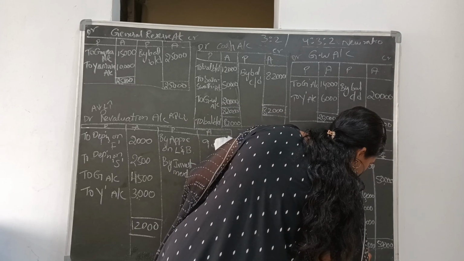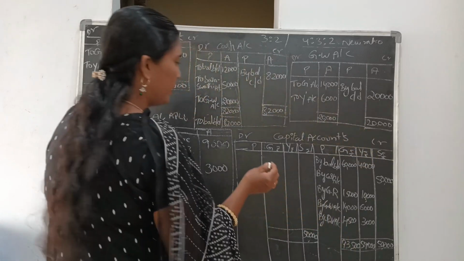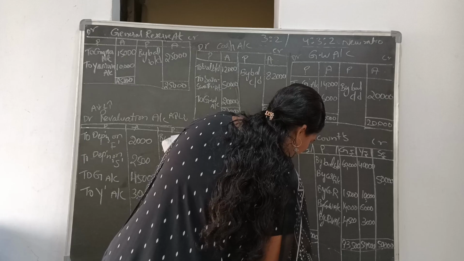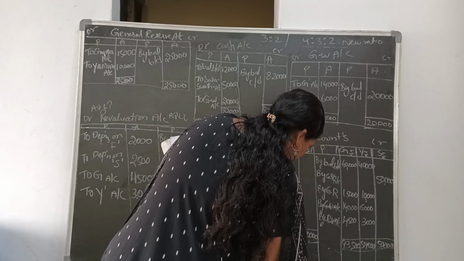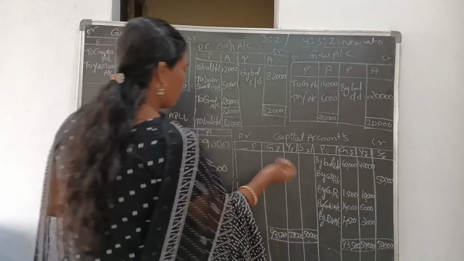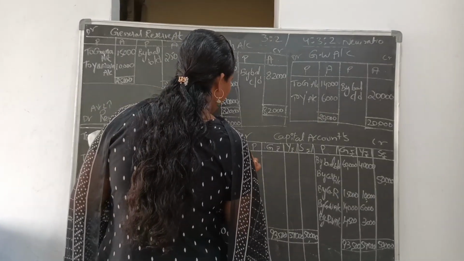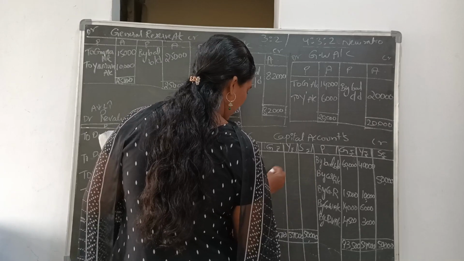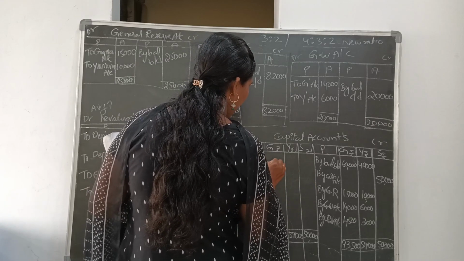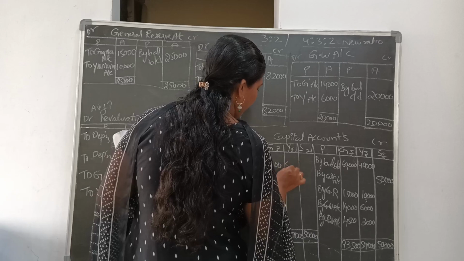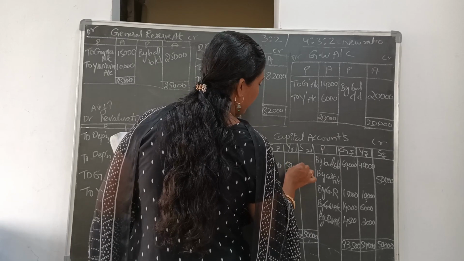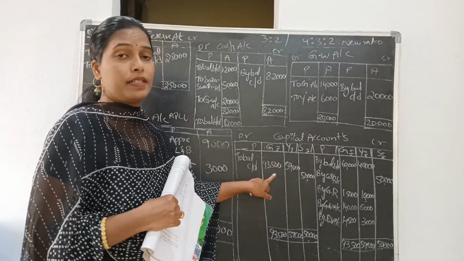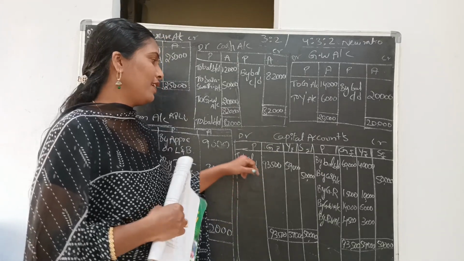93,500 is the adjusted capital of Ganga. So write both sides 59,000 and 93,500. There is nothing to post on the debit side, so simply write down balance carried down. Same amounts we are going to post: 93,500, 59,000 and 50,000. These are the adjusted capitals of Ganga, Yamuna and Saraswati.